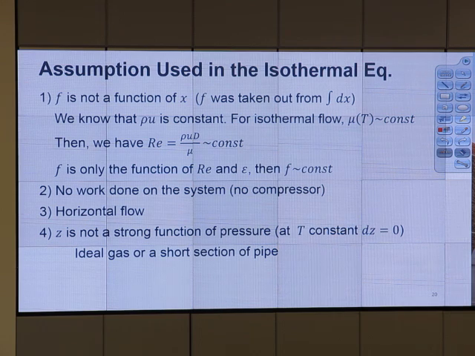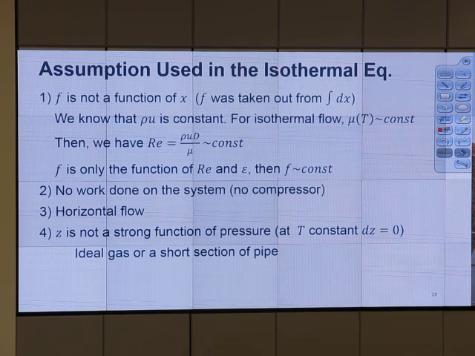Okay, right now we have F constant for isothermal flow, and I showed you that this makes sense. Then we say no work is done on the system, no compressor in the middle. Okay, in the pipeline, no compressor. Horizontal flow, we don't worry about change in the inclination angle, anything. We said horizontal flow. Z is not a strong function of pressure.